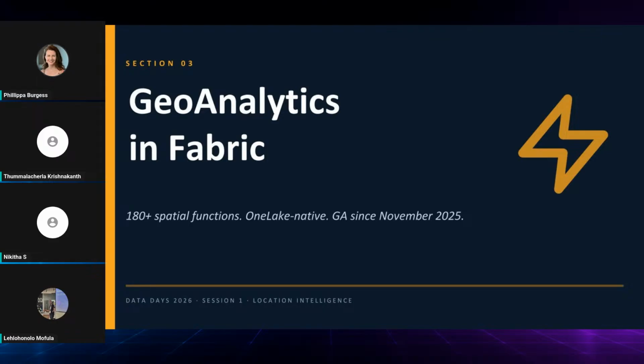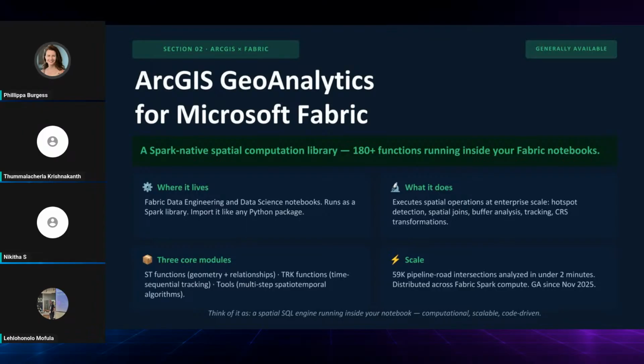Okay, with that, I know we have a 90-minute session, so we've got half an hour to wrap us out here. Let us continue with GeoAnalytics. Now, this offers 180 spatial functions, OneLake native, and it's been generally available since November of 2025. So the ArcGIS GeoAnalytics for Microsoft Fabric is a Spark native spatial computation library, 180 plus functions running inside your Fabric notebooks.